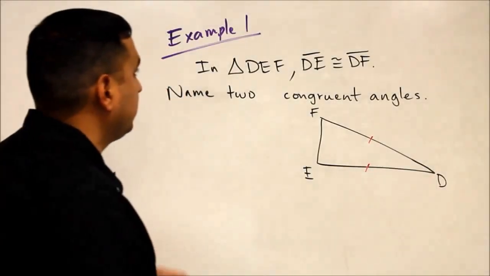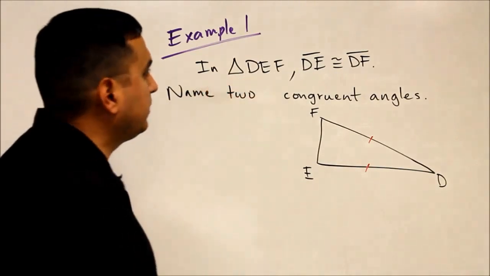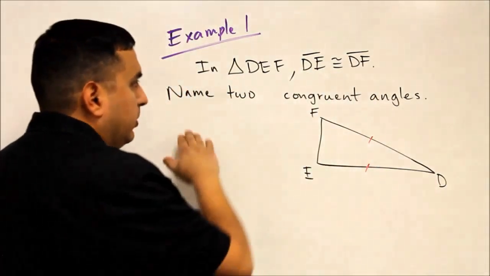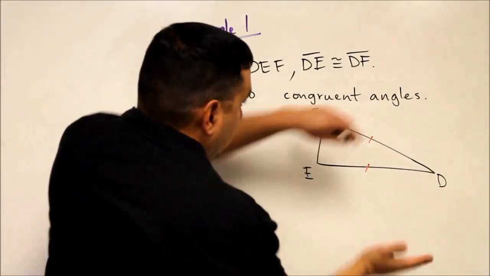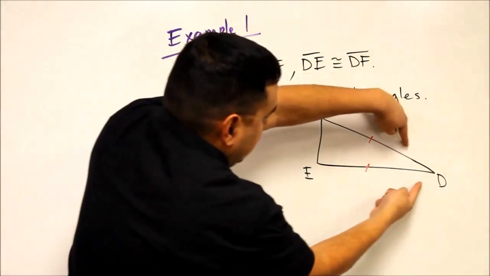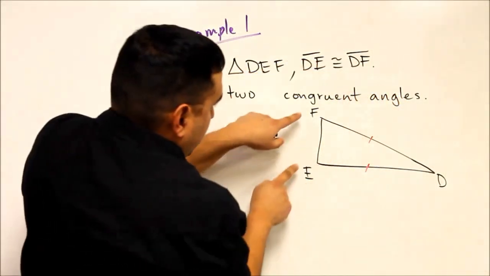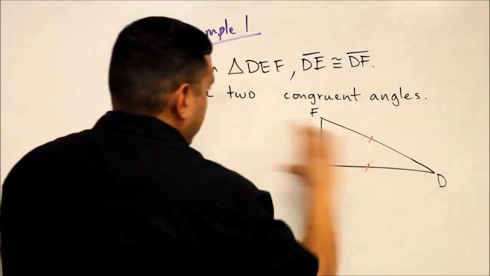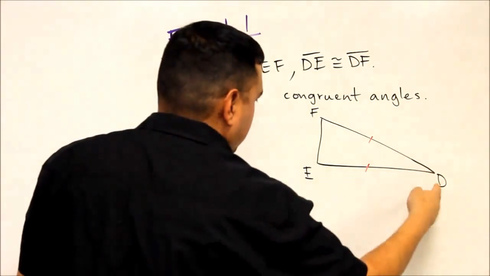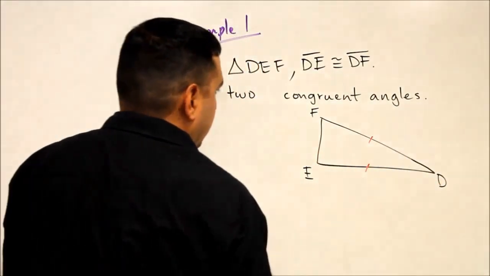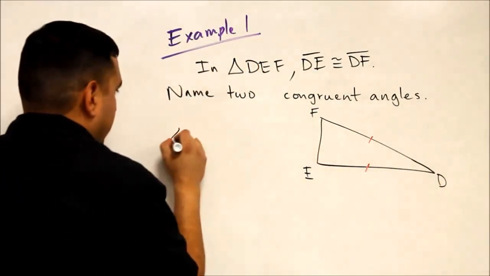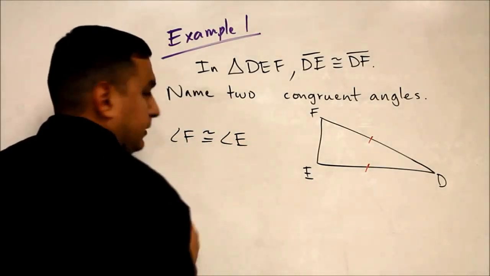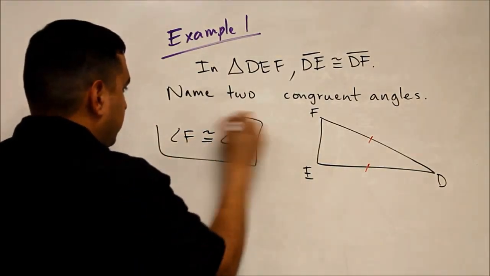Example 1, we're going to start off real simple. I have a triangle DEF, and I'm told that segment DE is congruent to segment DF, and I want to name two congruent angles. Well, it's kind of tilted, but these are my two sides that are congruent, so that makes these two, angle E and angle F, my base angles. And so if I know DE is congruent to DF, then I know angle F has to be congruent to angle E. And that's all there is to it. That's just a simple basic problem.